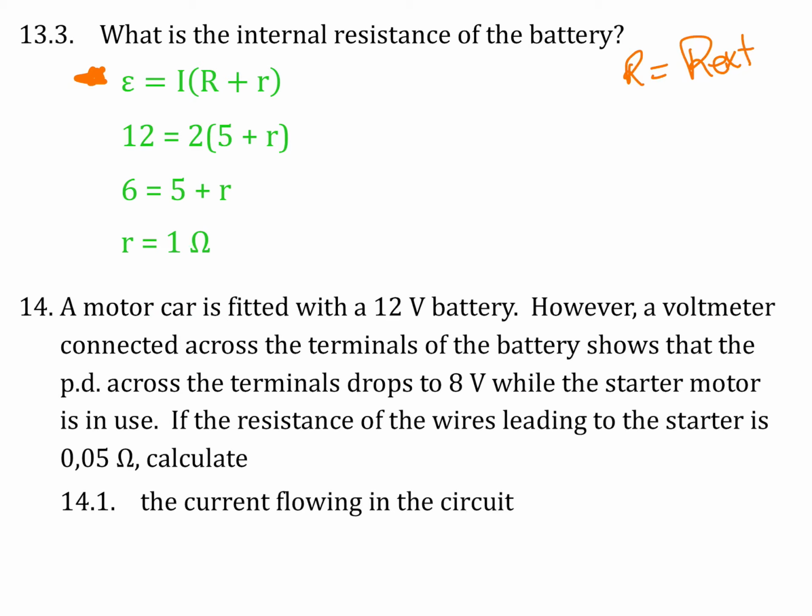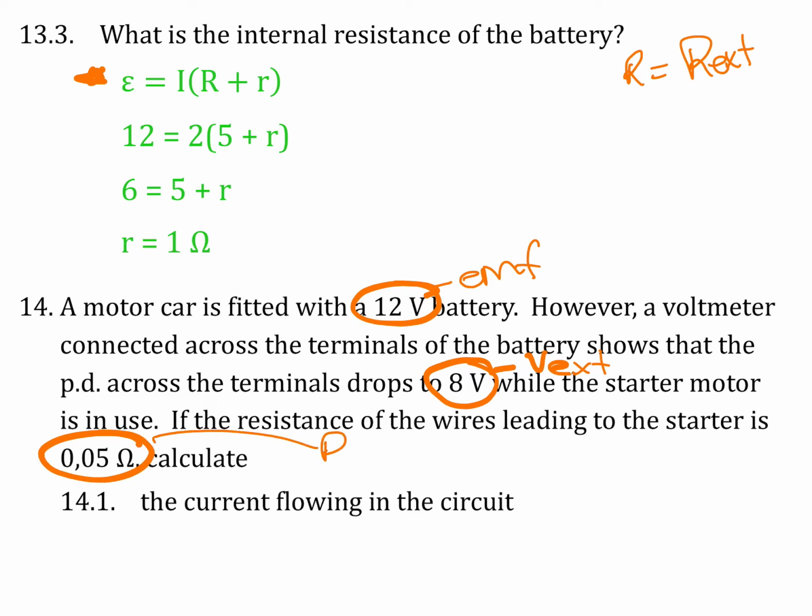Next question. A motor car is fitted with a 12-volt battery. However, a voltmeter across the battery... So this is EMF. However, the voltmeter connected across the terminal shows that the potential difference drops to 8. So that's V external, while the starter motor is in use. The resistance of the wires is 0,05. This is external resistance, not internal.